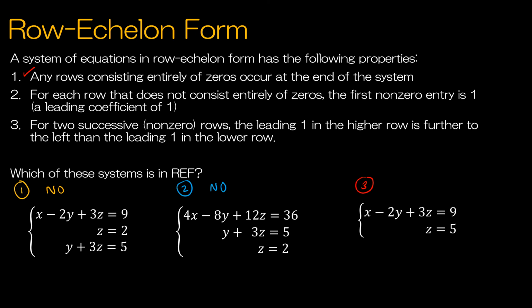Number 2, for each row that does not consist entirely of zeros, the first non-zero entry is 1. We have a 1 and a 1, so it fits that criteria. For 2 successive non-zero rows, the leading 1 in the higher row is further to the left than the leading 1 in the lower row. Absolutely. So yes, number 3 is in row echelon form.